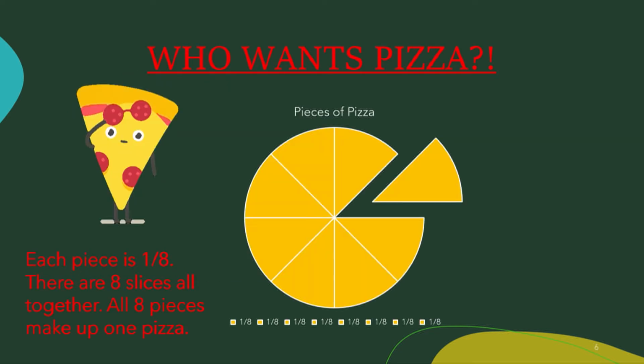This next slide, again, I usually give examples of food because we can all relate to it. And I love pizza. So here is a pizza that's sliced into 8 pieces. So again, each piece by itself is 1/8. If you add all of that together, you have 8 pieces, which is 1 whole pizza.